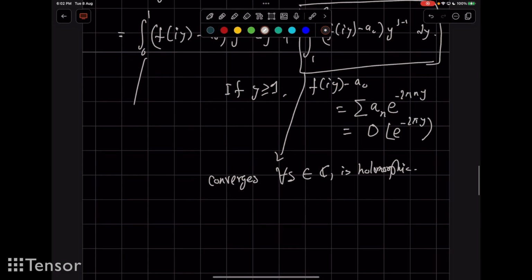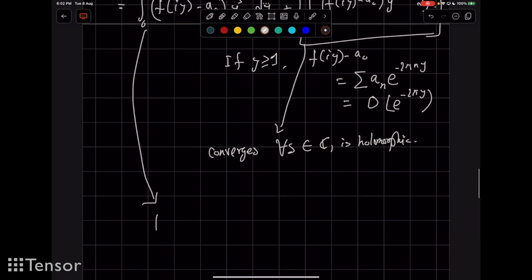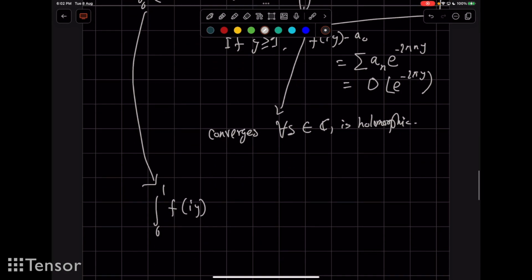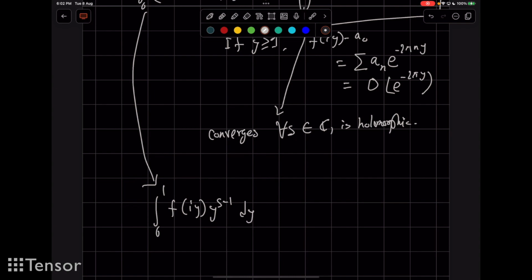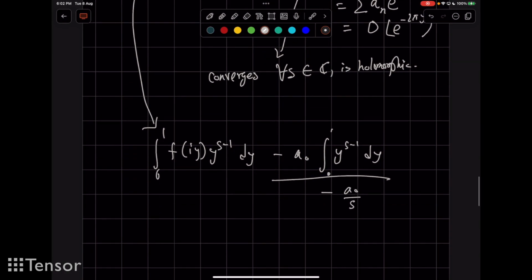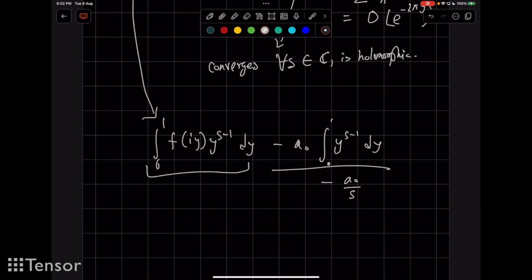And this other integral, we can write it as the integral from 0 to 1 of f of iy times y to the s minus 1 dy, minus a_0, which is constant, times the integral of y to the s minus 1 dy from 0 to 1. So this term is basically negative a_0 over s. Now we are going to compute the remaining integral.